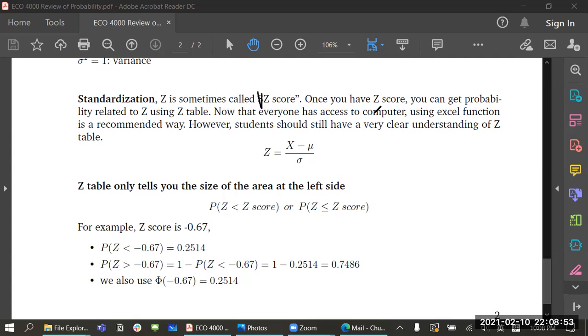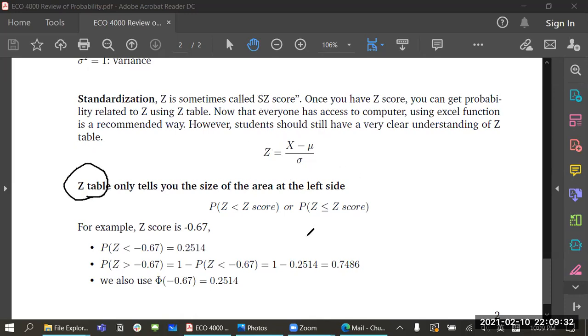Now that everyone has access to their computer, I recommend you use the Excel function. But everyone should still have a very clear understanding of ZTable. So this is the equation of how you do standardization. If you want to transform x into z, if you want to transform a normal distribution into a standard normal, then standardization is what you do. You minus mean, and then you divide by standard deviation.